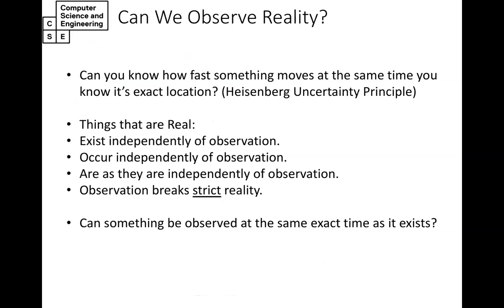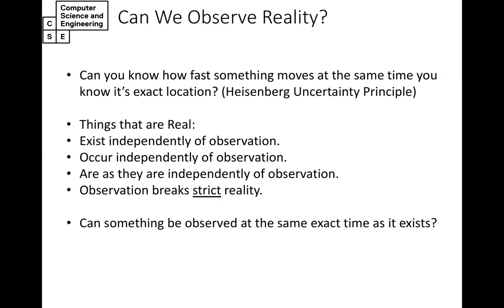So this gets us into one of my favorite scientific principles, which is the Heisenberg uncertainty principle, which relates to reality and an observer of reality. So in this case, we're going to apply it in the context of, if there is a reality, can you observe the reality without altering the reality?